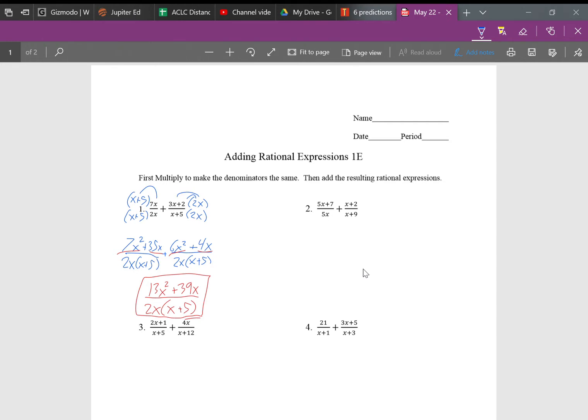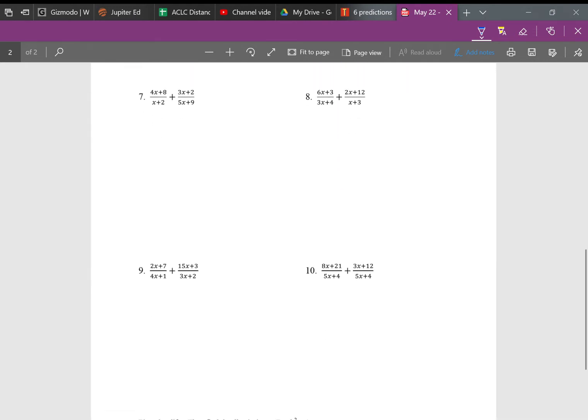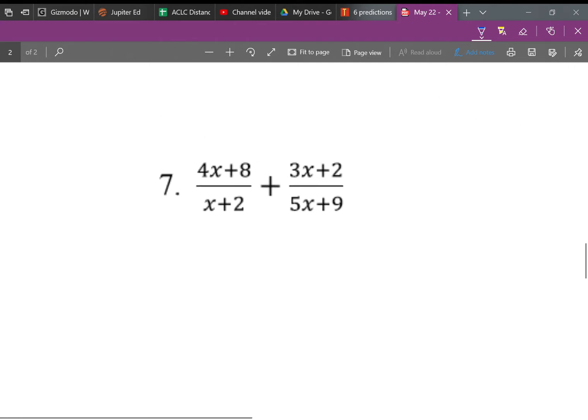I'm going to do just one more on adding rational expressions. The last four, 7 through 10, are all very similar. I'm just going to go ahead and do number 7. And so let's look at that one.